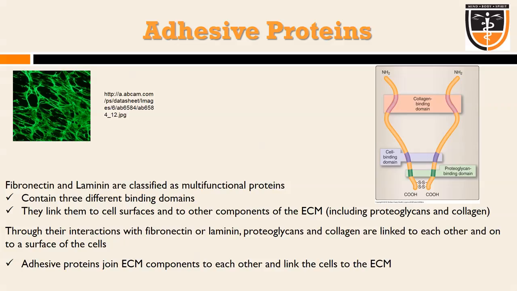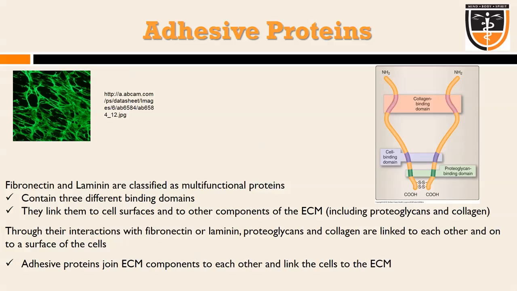It's interesting. These laminin and fibronectin are classified as multifunctional proteins. That means that they don't bind to one thing. Think about them as glue, as anchors. They anchor other structures to them. So they contain 3 different binding domains. They have a collagen binding domain, they have a proteoglycan binding domain, and they have cell binding domains. So what do they do? They connect collagen to proteoglycans.